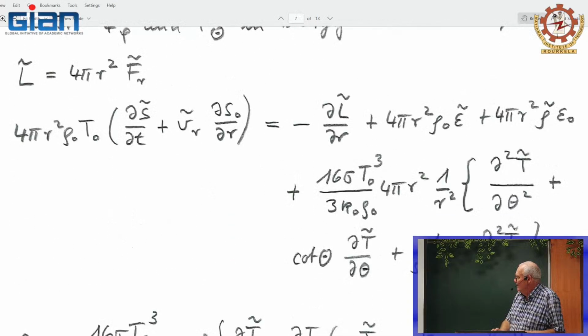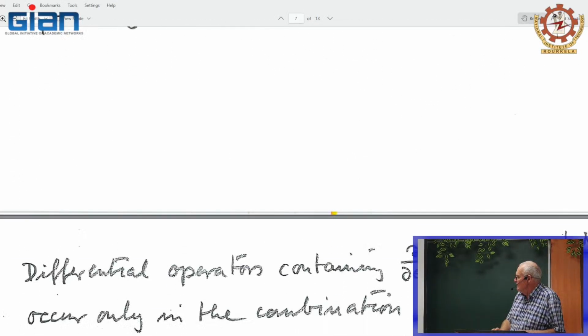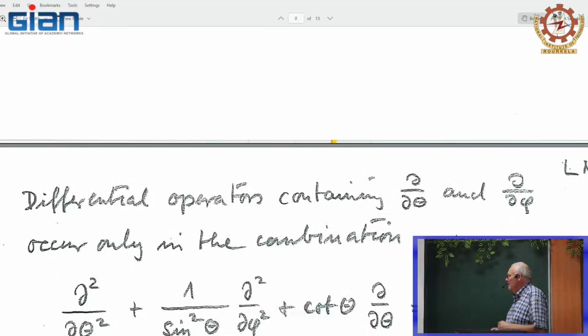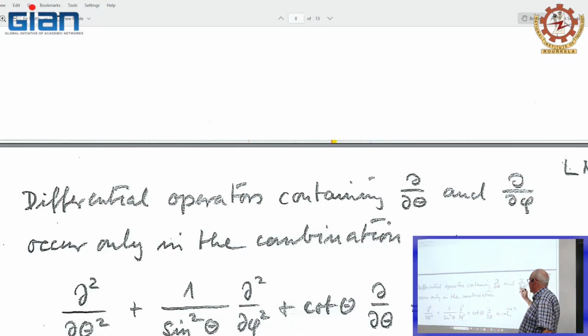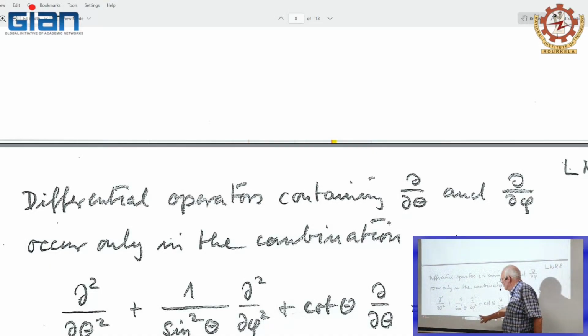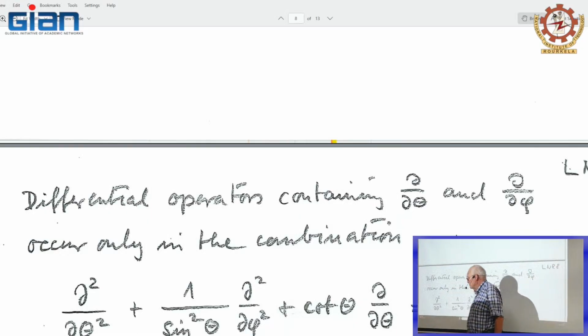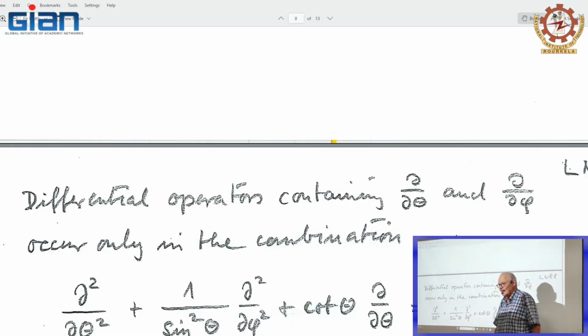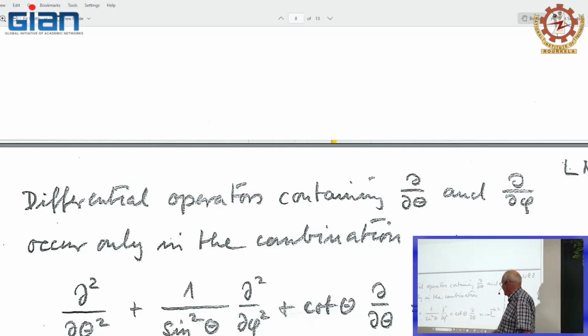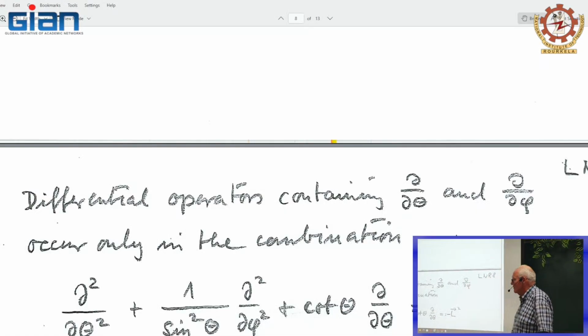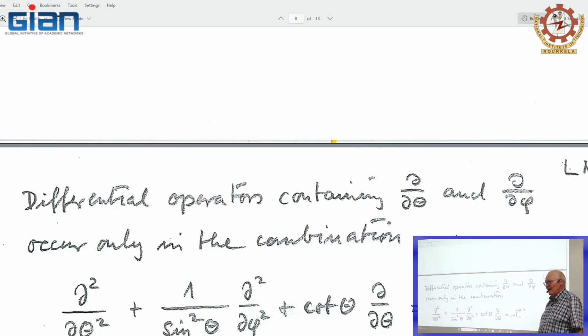So we observe finally that all these linearized versions of the equations we consider contain differential operators containing the derivatives with respect to theta and phi only in the combination: second derivative with respect to theta, plus 1 over sine squared theta, second derivative with respect to phi, plus cotangent theta times first derivative with respect to theta. This is a two-dimensional operator, or an operator which acts on a two-dimensional field. Let's call this minus L squared.